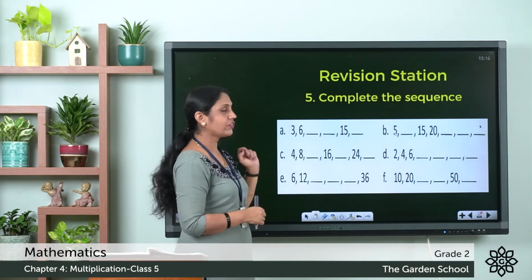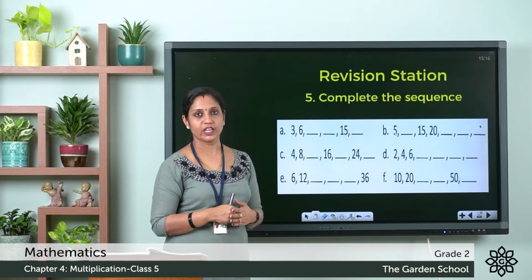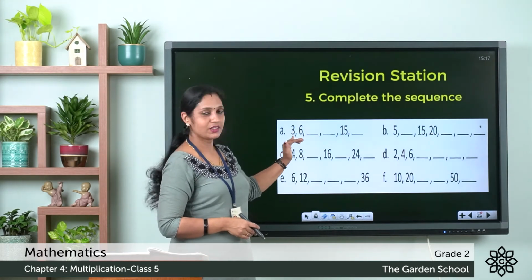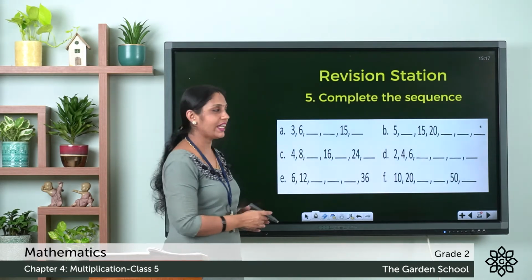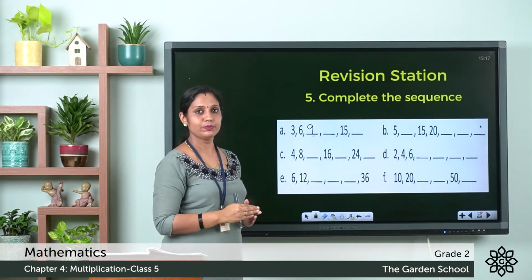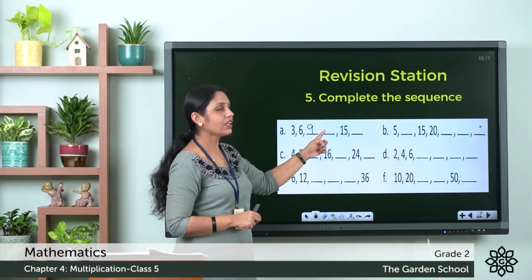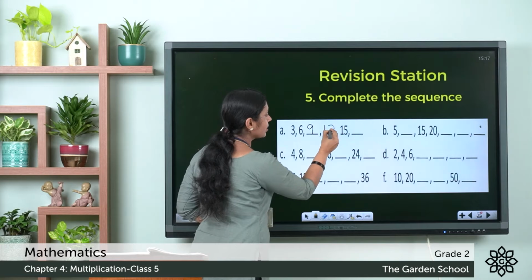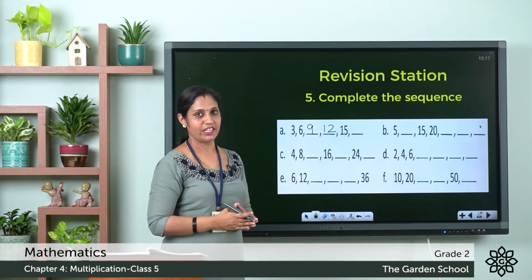Here you can see the number 3 is given and 6 is given. So which table is this referring to? It is the table of 3. So 3 ones are 3, 3 twos are 6, 3 threes are 9. So we can write 9 there. Now what will be the next number? 3 ones are 3, 3 twos are 6, 3 threes are 9, 3 fours are 12. So what should we write here? The number 12.